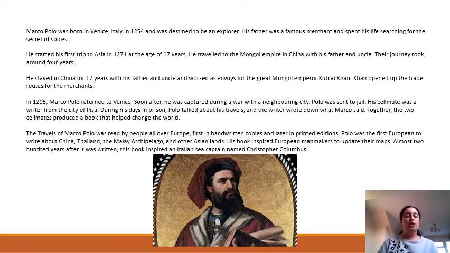And The Travels of Marco Polo was the book that they created, and it was read by people all over Europe, first in handwritten copies and then later in printed editions. Polo was the first European to write about China, Thailand, and the Malay archipelago and other Asian lands. His book inspired European mapmakers to update their maps. Almost 200 years after it was written, this book inspired an Italian sea captain named Christopher Columbus. And we are going to find out a lot more about Christopher Columbus in our next lesson.